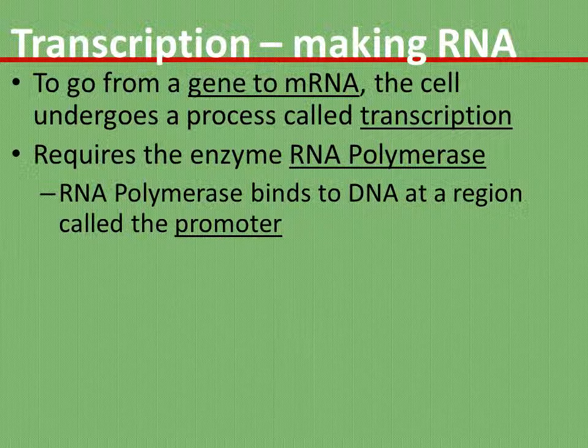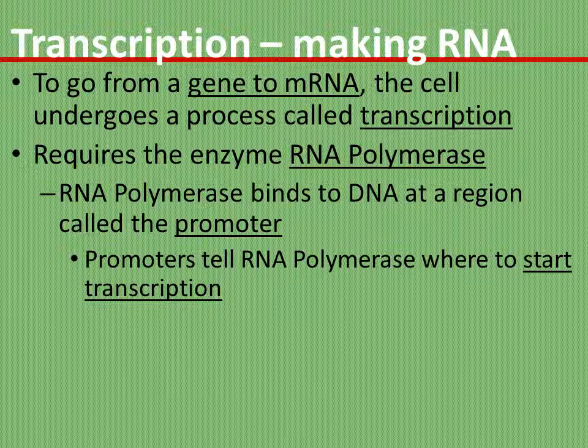RNA polymerase is going to attach to the DNA at a region that's called the promoter region. It's the beginning of a gene, and if there is no promoter region, the RNA polymerase cannot bind to it. The promoters are at the start of the gene, and they tell where the RNA polymerase should attach, and that is where the RNA polymerase is going to start its transcription process, or start making RNA.